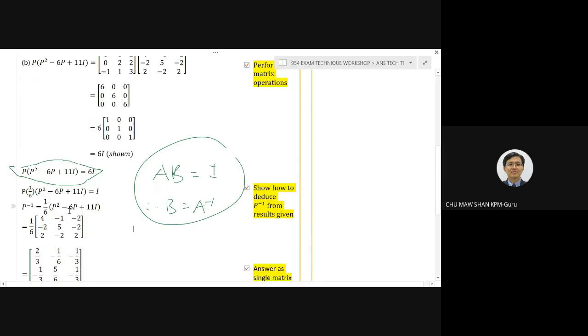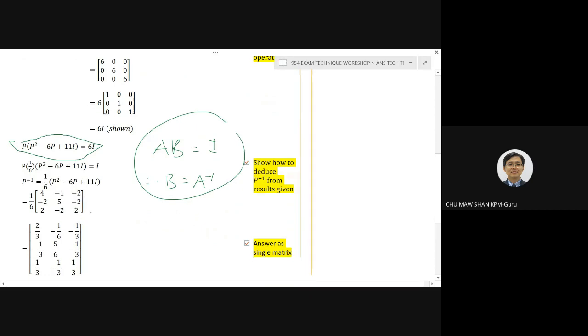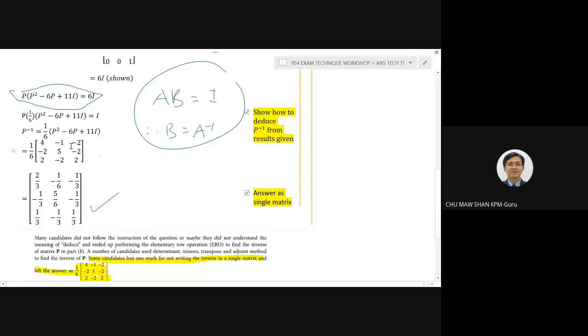Okay. Then we cannot stop here. Tak boleh berhenti di sini ya. Answer as a single matrix ini. Sini jangan berhenti di sini. Tak boleh. Very strict. Ada yang tak percaya, maka saya quote ini, tengok. Ini laporan daripada MPN. MPN kata, some candidate lost 1 mark for not writing the inverse in a single matrix and left the answer as this one. Dia hilang markah.